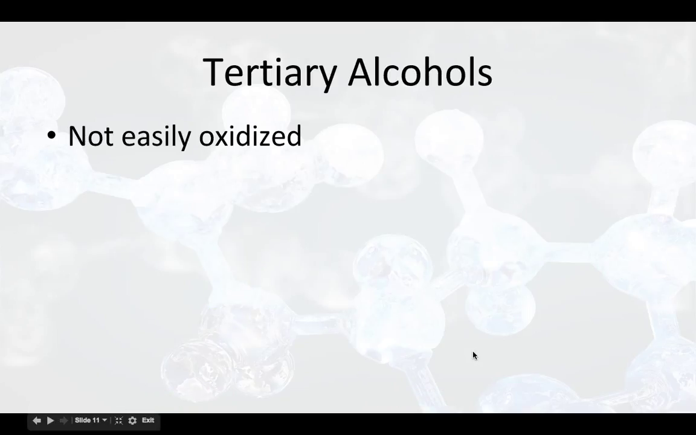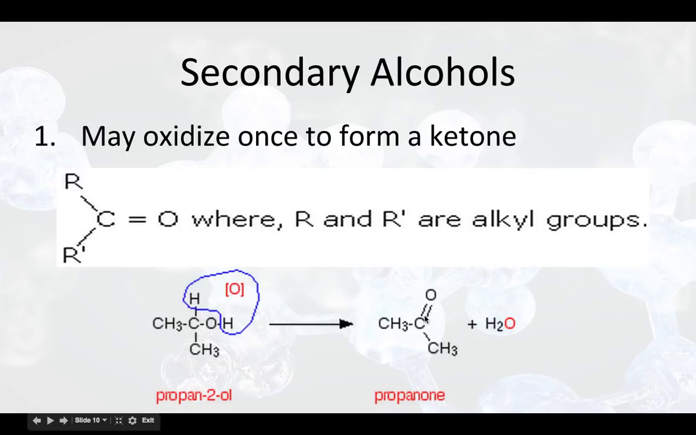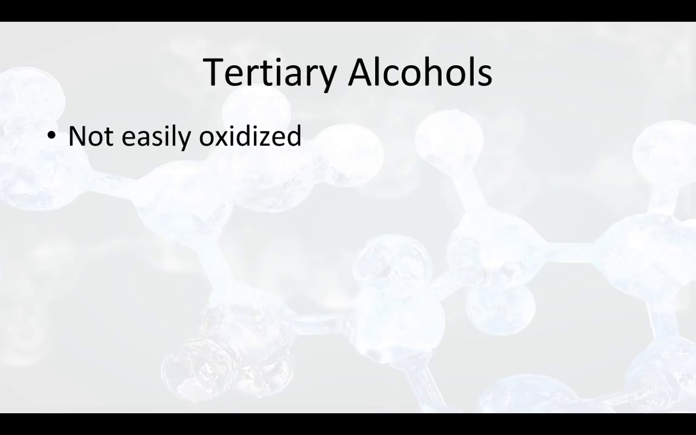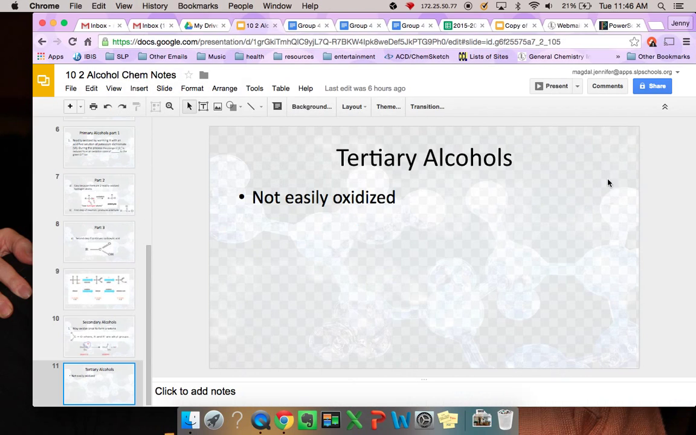It can't be oxidized anymore because this carbon doesn't have any more hydrogens bonded to it that could be removed. So it stops here. There's only this one step. It can only become a ketone, can't become anything else. And then tertiary alcohols, those are not easily oxidized, and so we don't have to worry about them unless we start doing other chemistry with them to get them into something else before we try to oxidize them.